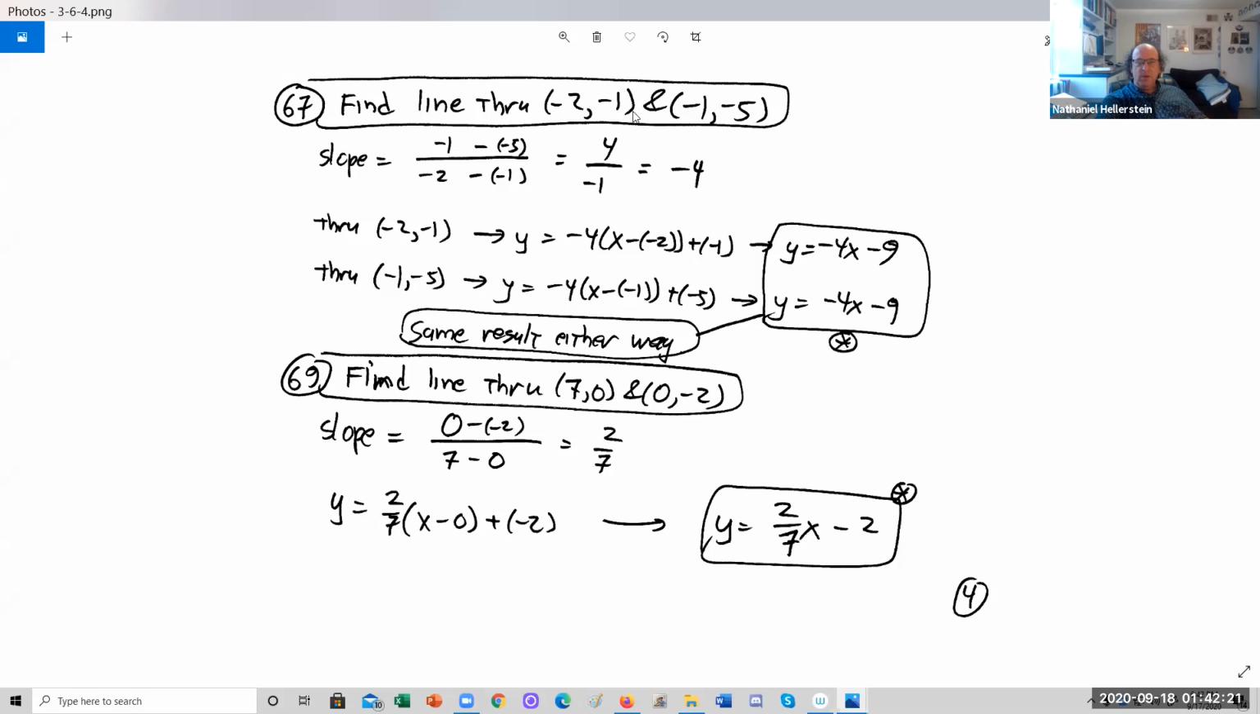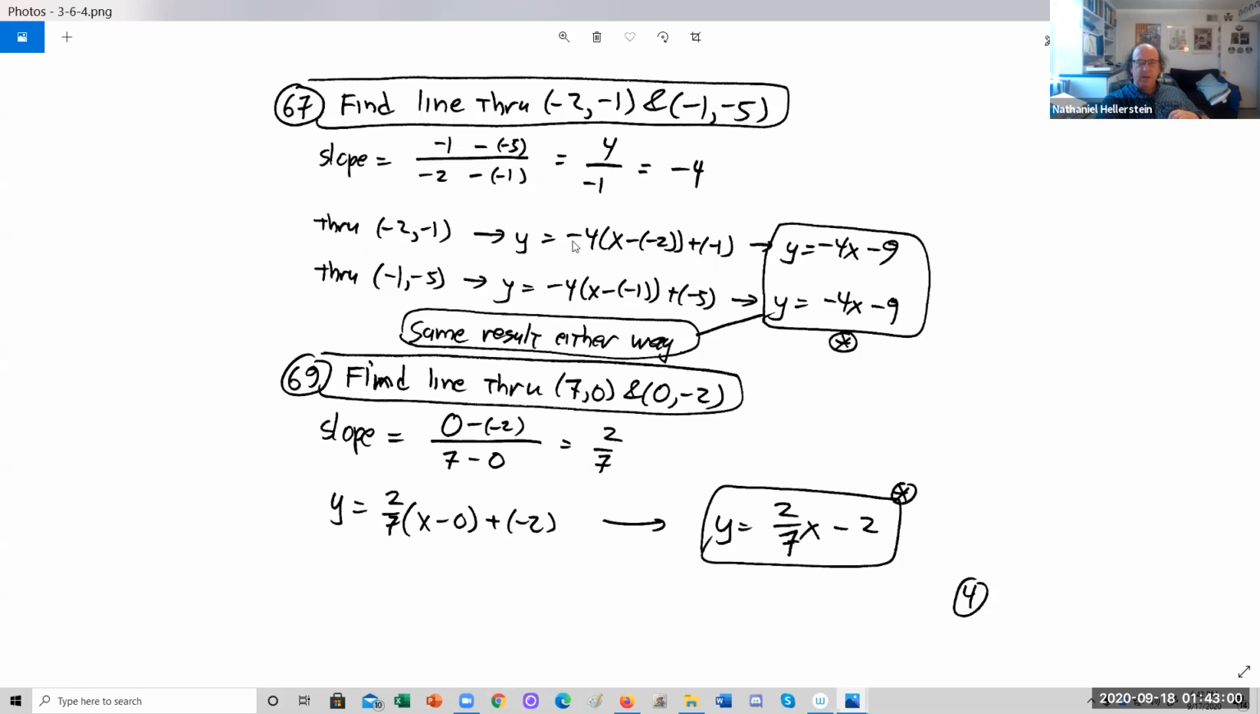Okay, slope. Change in y, negative 1 minus negative 5, divided by change in x, negative 2 minus negative 1. That comes out to 4 over negative 1, or negative 4. It's the slope of negative 4. Now, slope of negative 4 and through (-2, -1) gets you an equation. Slope of negative 4 and through (-1, -5) gets you an equation. Let's see what happens. y equals negative 4 times (x minus negative 2), plus a negative 1. If you work it out, that comes out to minus 4x minus 9.